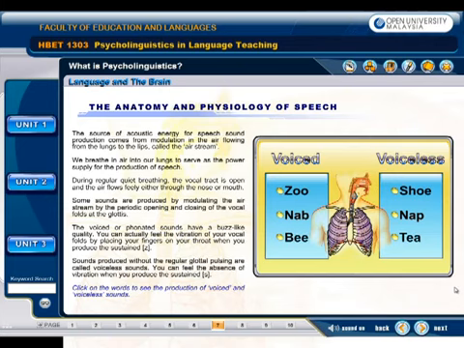Sounds produced without the regular glottal pulsing are called voiceless sounds. You can feel the absence of vibration when you produce the sustained s. Click on the words to see the production of voiced and voiceless sounds.